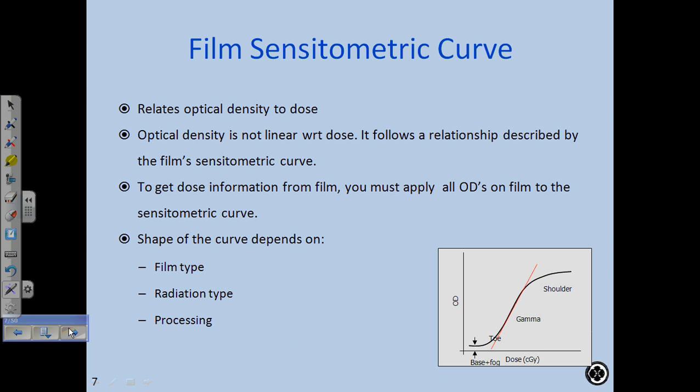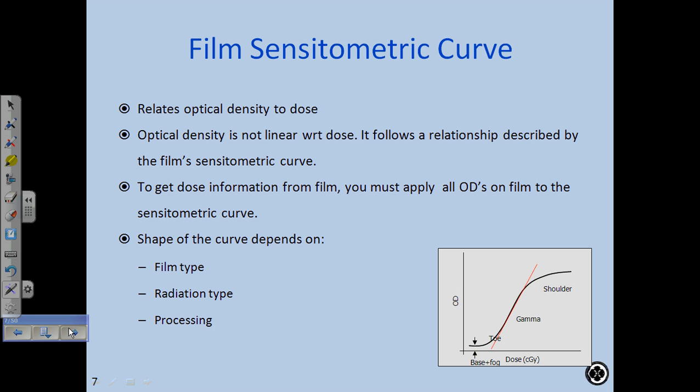So the sensitometric curve. Now, different films will respond differently to radiation, and their response is characterized by the sensitometric curve. And I'll explain how that works. The sensitometric curve relates optical density to dose. Okay, so in the previous slide, we showed how we measure optical density. We're still not at dose. So we need something to convert optical density to dose. That's where this curve comes in.